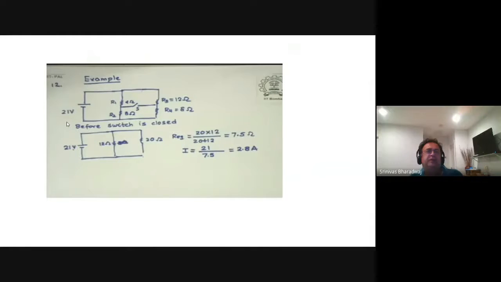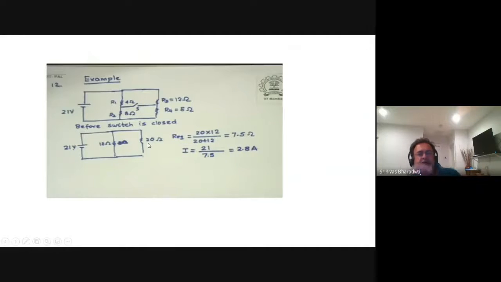So now here is an example. There is a 21 volt battery. There is 4 ohms, 8 ohms, 12 ohms, 8 ohms. Now there is a switch connecting these two. Initially this switch is open. When this switch is open, what is the equivalent resistance? There is 12 here, 12 plus 8, 20 here. So when the switch is open, 4 plus 8 is 12, 12 plus 8 is 20.